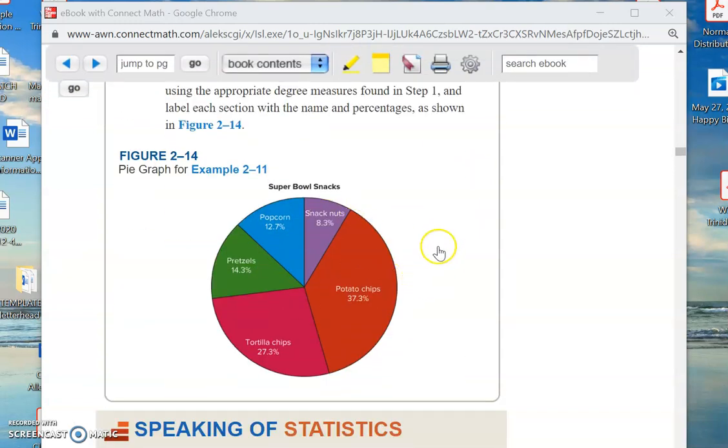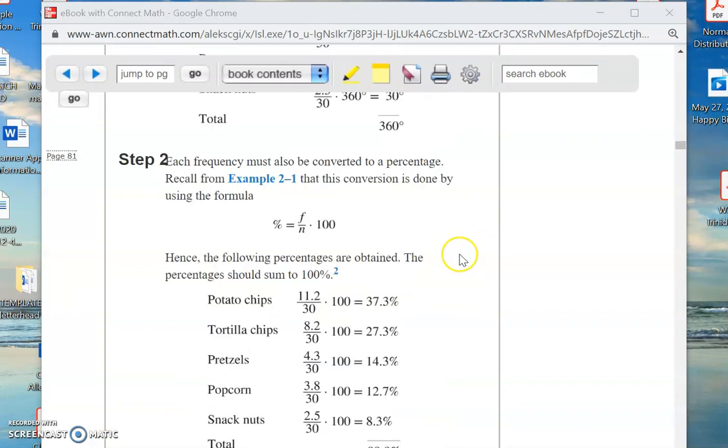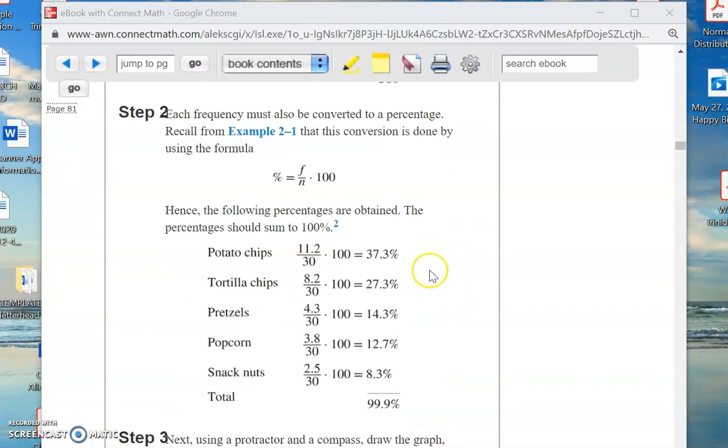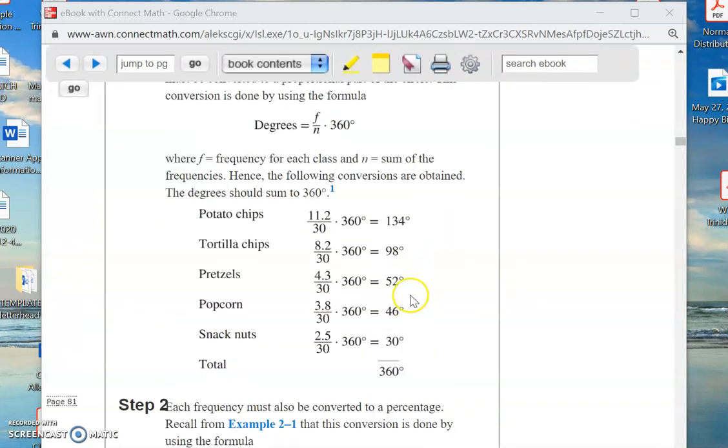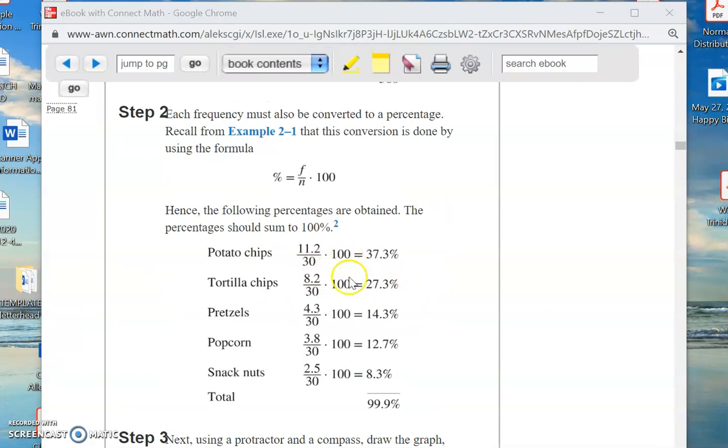So when you get the fractional part, the relative frequency, you multiply it by 100. That would give you the percentage. Well, actually, he does here. He multiplies it by 100. That gives you the percentage. So potato chips is 11.2 million divided by 30 million.